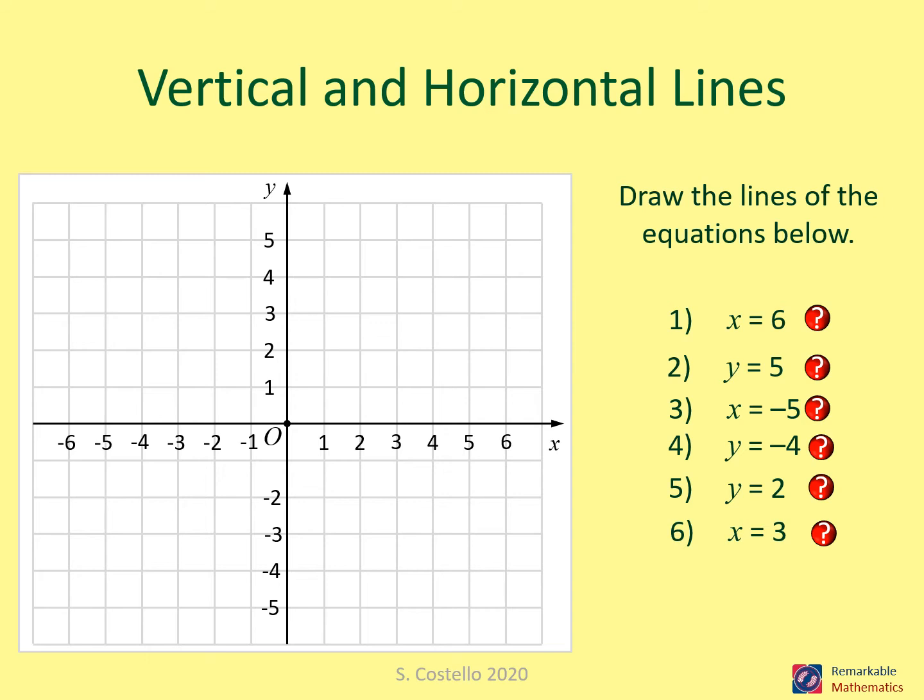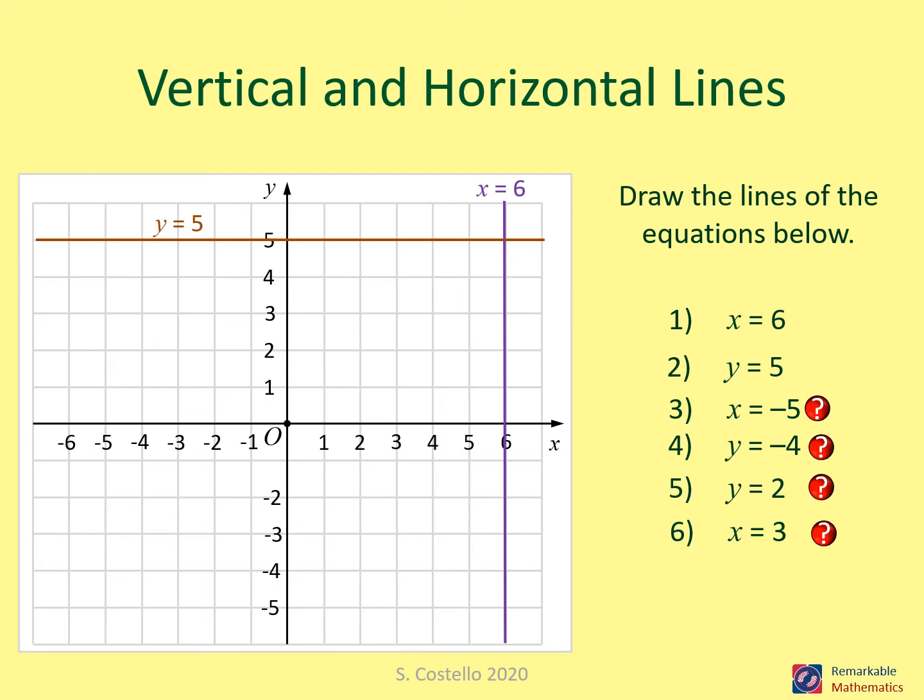Well, hopefully that's fairly straightforward for you. So question 1, x equals 6. There's our line, a vertical line, passing through the point x equals 6. Question 2, y equals 5. There's a line, a horizontal line, passing through the y-axis at y equals 5.